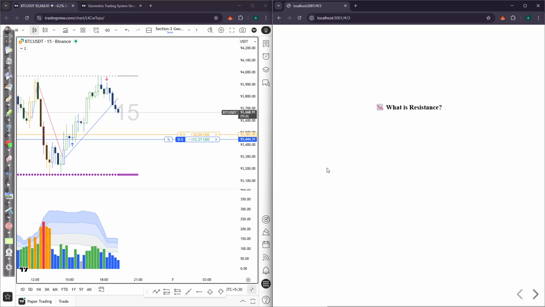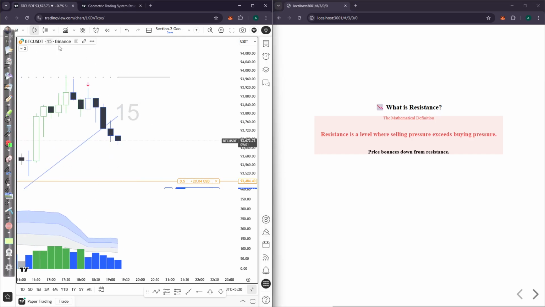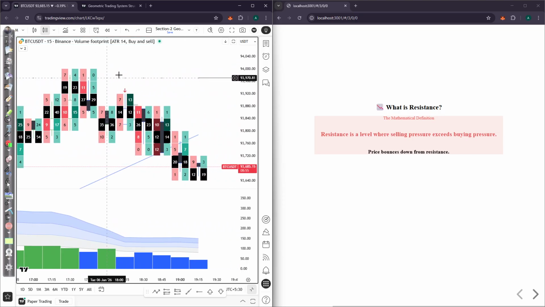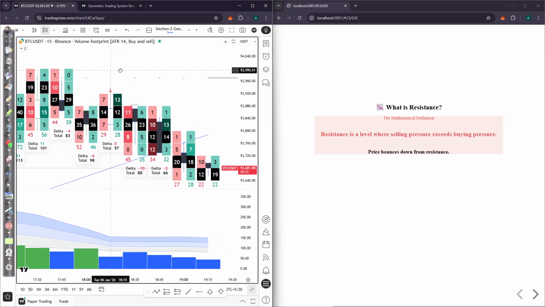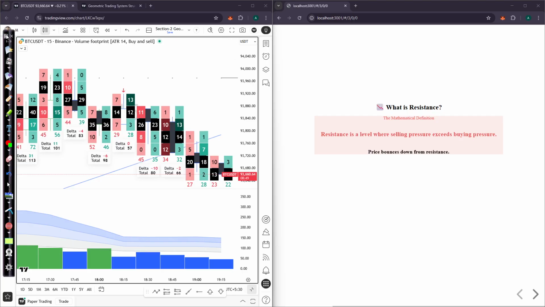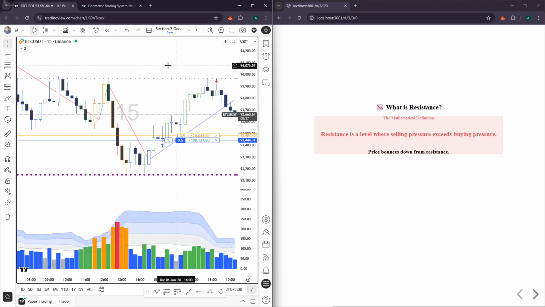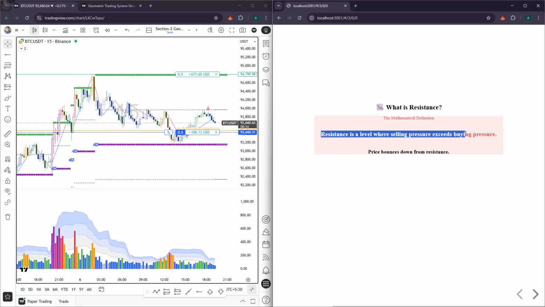Now, what is resistance? As I showed you here, I'll just enable it again, and I want to actually show it to you. The bigger picture, just keep watching that, and watch this one. So the mathematical definition of resistance, I'll just keep it clean: resistance is a level where selling pressure exceeds buying pressure, and price bounces down from resistance.